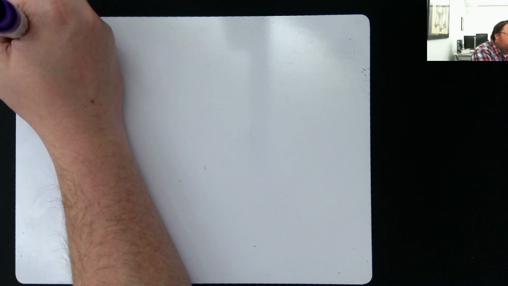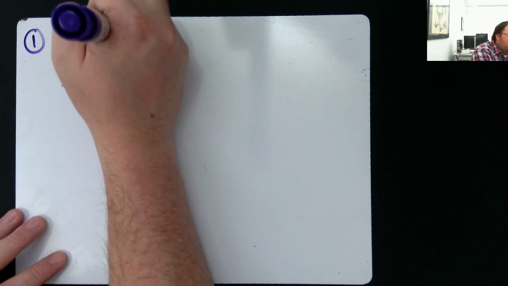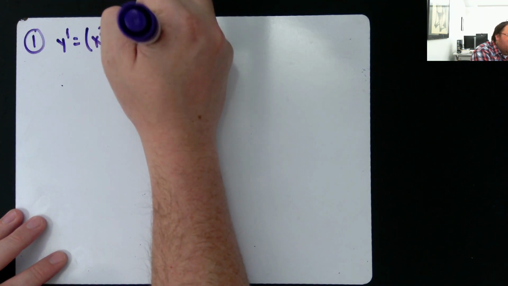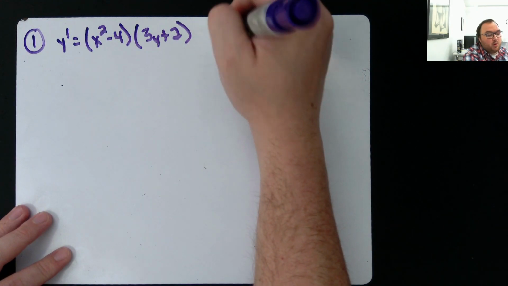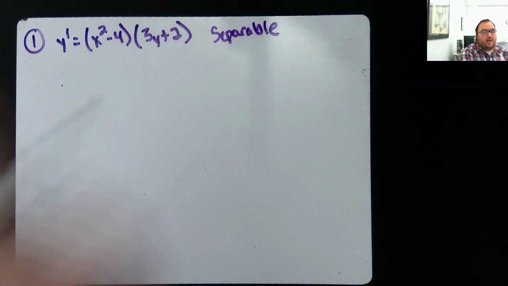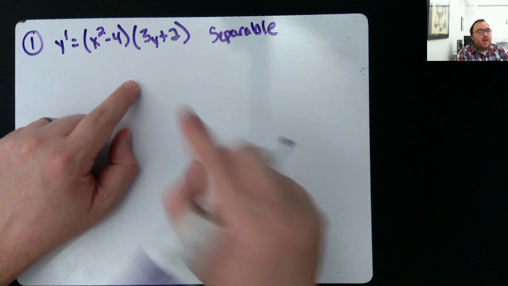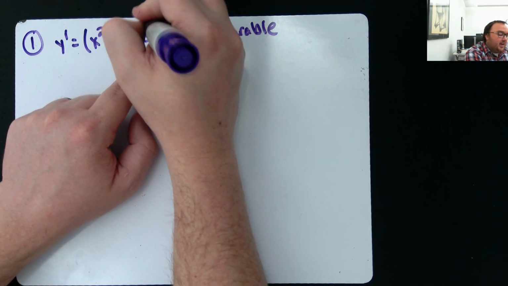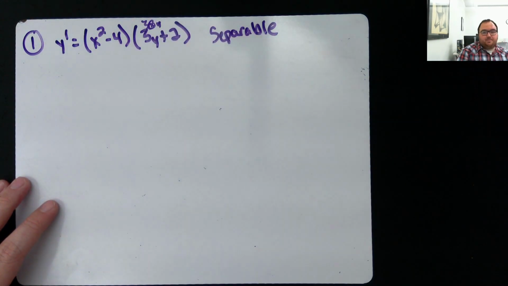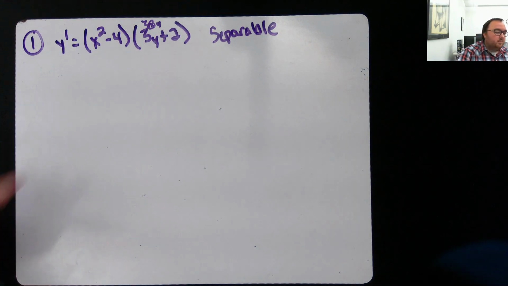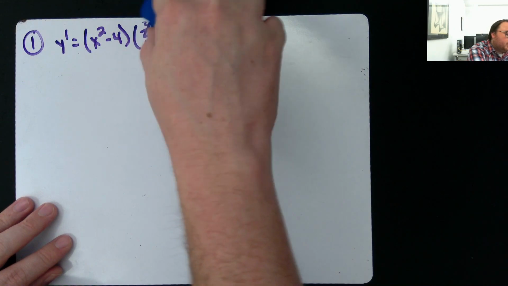So once again, y prime equals x squared minus 4 times 3y plus 2. This equation is separable because I can split it up and put everything with y over here and everything else over here. Had this been 3xy, it wouldn't work because the x right here ruins everything. So a function with just x times a function with just y.